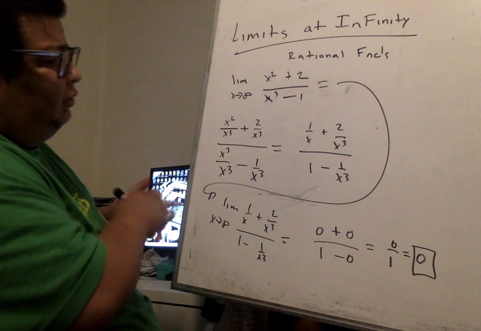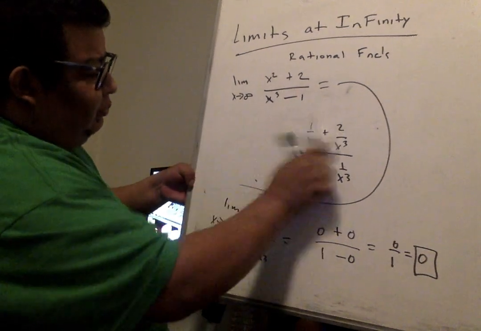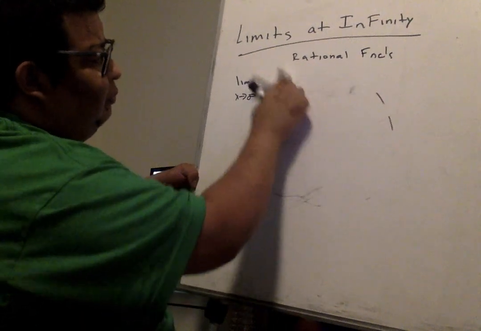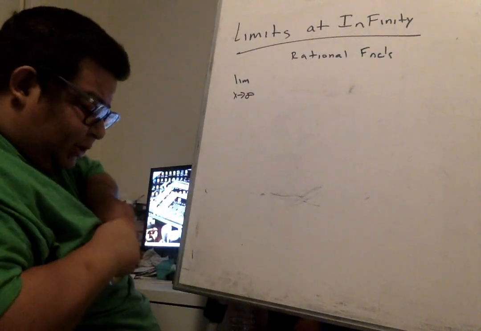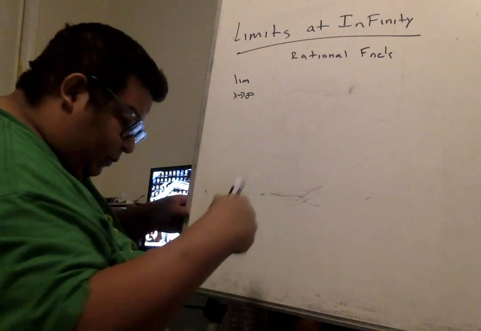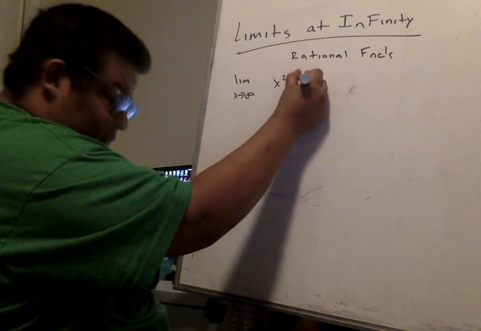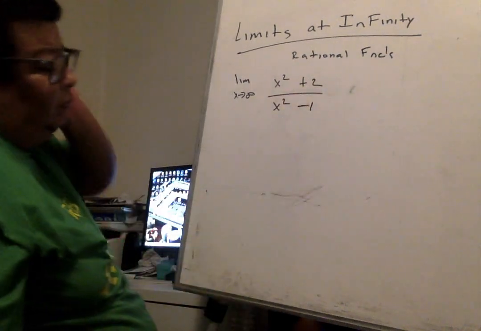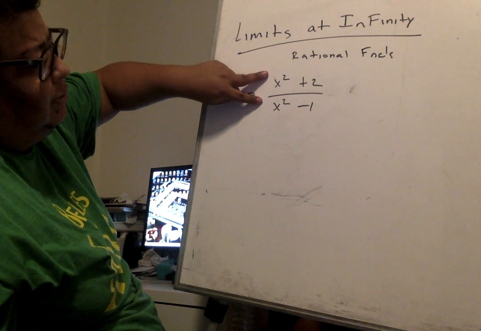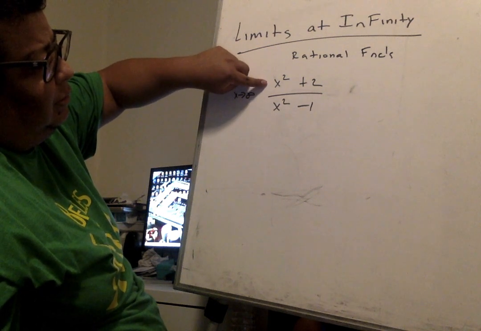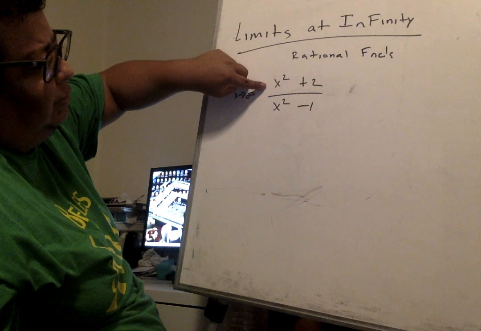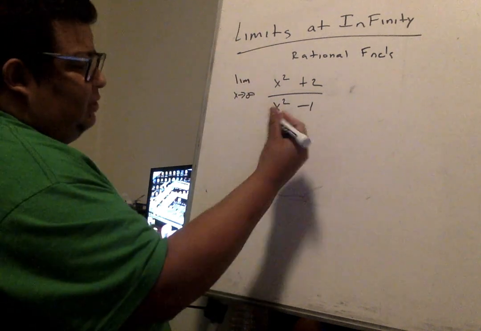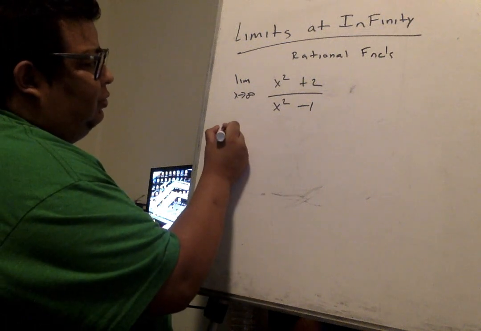Now let's look at another similar example. Limit as x approaches infinity of x squared plus 2 over x squared minus 1. Notice on the previous one we got 0. On here we have the highest degrees in both numerator and denominator. So let's see what happens. So let's do our scratch work.